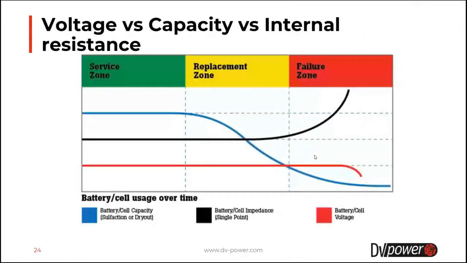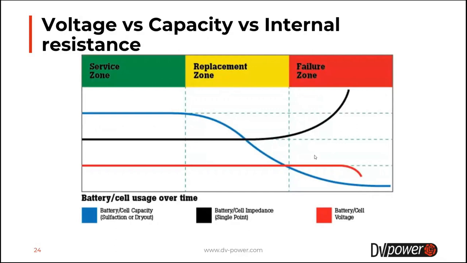Here you can see the battery or cell usage over time. In this graph over time, we have service zone, replacement zone, and failure zone, and of course, curves of voltage, capacity, and internal resistance of a battery through those zones. Service zone is, of course, a zone where everything is working as it should.